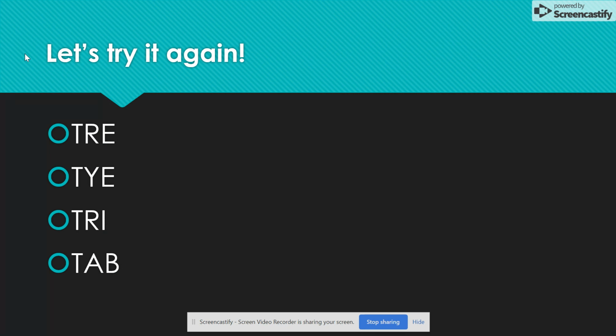Just like before, all of these call numbers start with the letter T, so that's not going to help us much. We need to now look at the second letter, which is R, Y, R, and A. Well, we know A comes first alphabetically, so our first book would be TAB. However, now we have two call numbers that both start with TR. So now we need to look at the third letter and figure out which one would come first. Between E and I, E would come first. So our next book would be TRE, followed by TRI, and finally TYE.